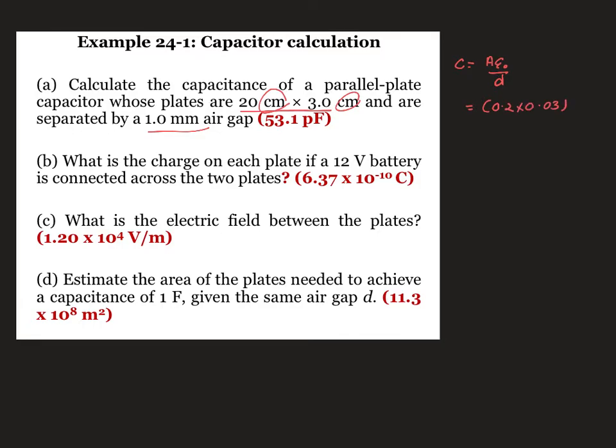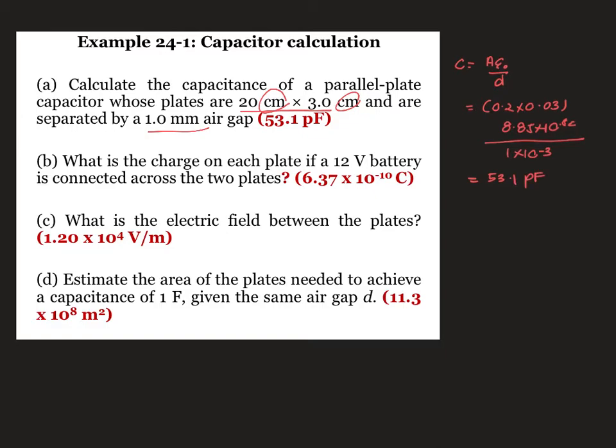0.03. Permittivity is going to be 8.85 power of negative 12, and then divided by the D, which is 1 power of negative 3. So you are going to get the answer of 53.1 picofarad.